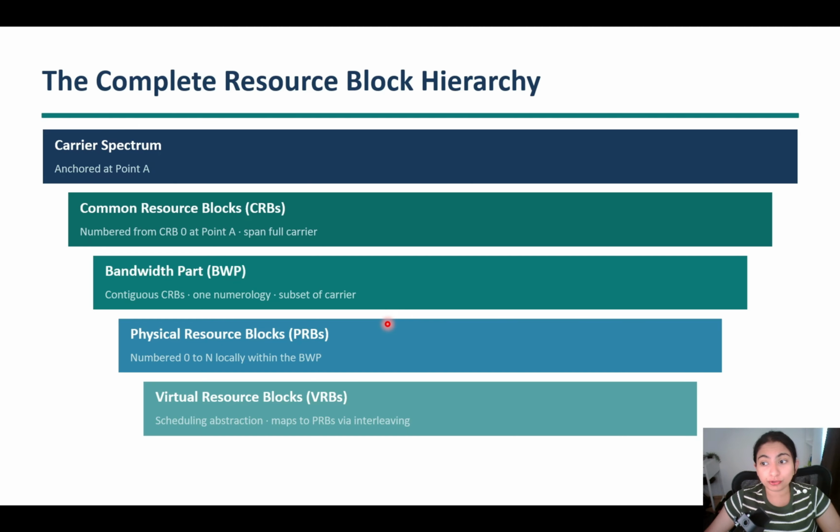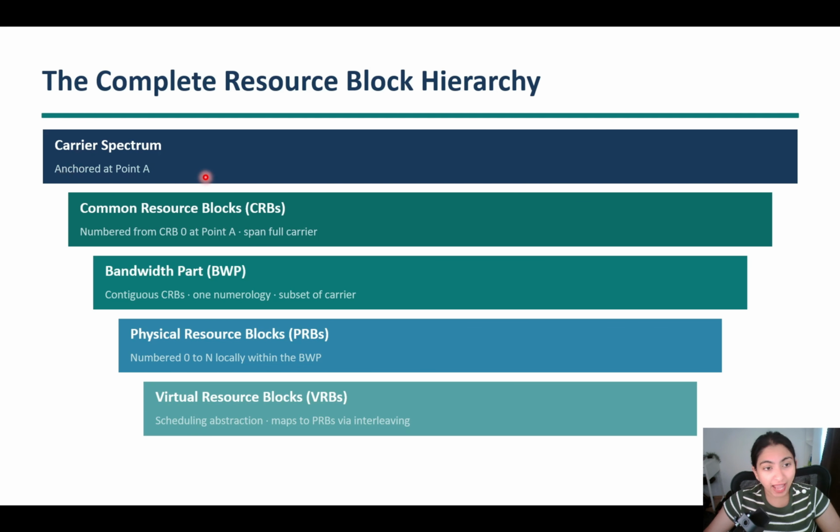Before we dive into physical resource blocks and virtual resource blocks, let us take a moment to see how they fit into the complete hierarchy. At the top, we have the entire carrier spectrum anchored at point A. Remember, point A is the center of subcarrier 0 of common resource block 0.